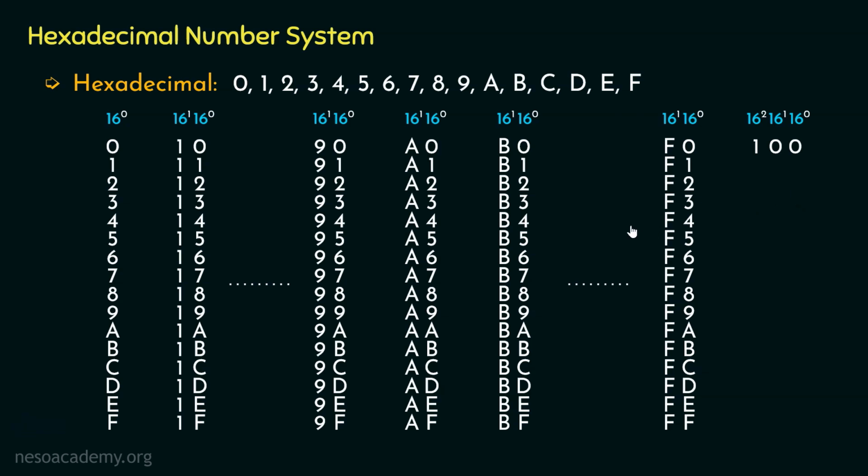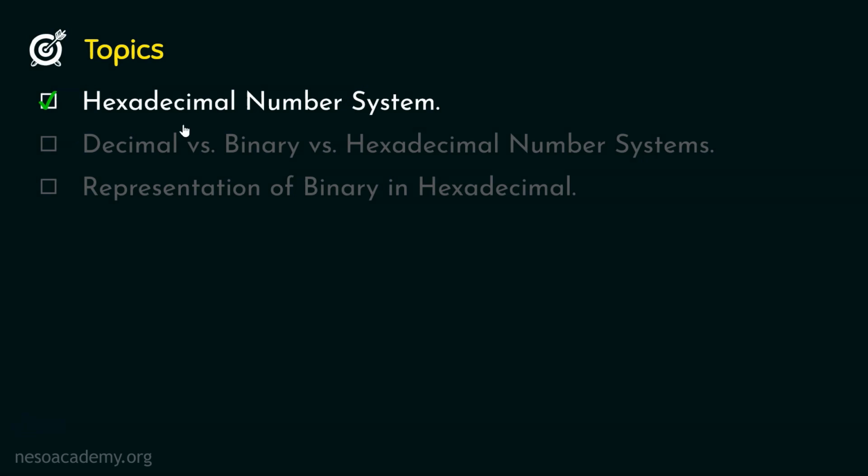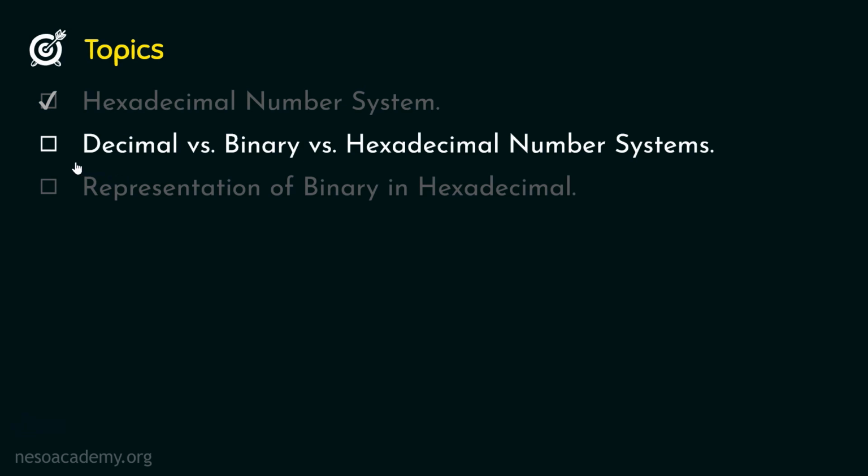Do remember, unlike decimal, here instead of 9, we have the last symbol as F. So 10 appears after F instead of 9 in case of hexadecimal. So that was all about the hexadecimal number system. Let's now have the comparative study of decimal, binary and hexadecimal number systems.